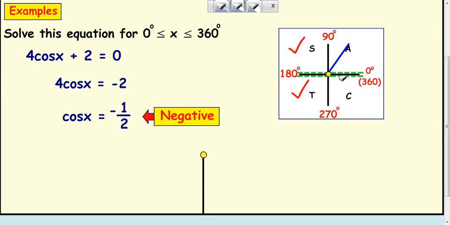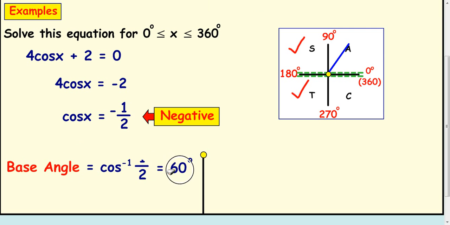We then want to find our relative acute angle, or our base angle, which is the first quadrant result. To do that, we inverse cos positive a half. You always inverse cos to the positive value. First quadrant answers are always positive. And that comes out to be 60 degrees.